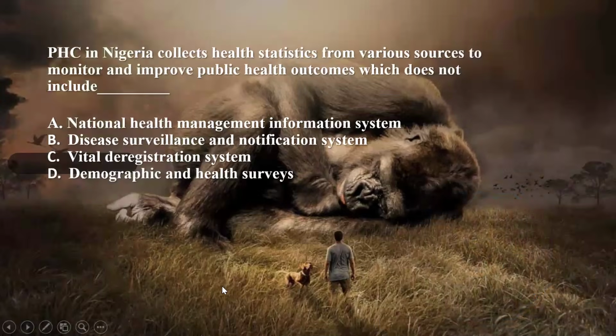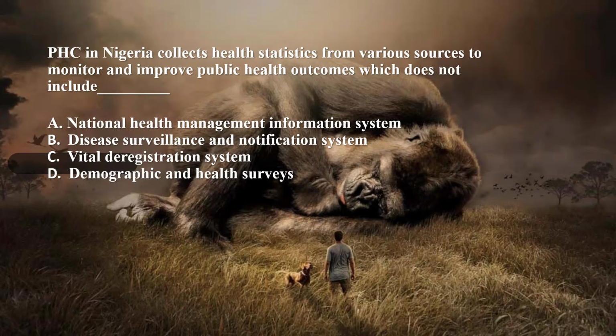Primary health care in Nigeria collects health statistics from various sources to monitor and improve public health outcomes, which does not include: A, National Health Management Information System; B, Disease Surveillance and Notification System; C, Vital Deregistration System; D, Demographic and Health Surveys.